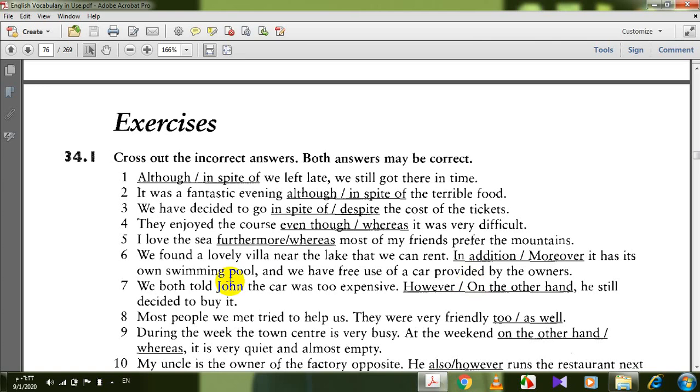Both. We found a lovely villa near the lake that we can rent. In addition, moreover, it has its own swimming pool. Both, in addition and moreover.